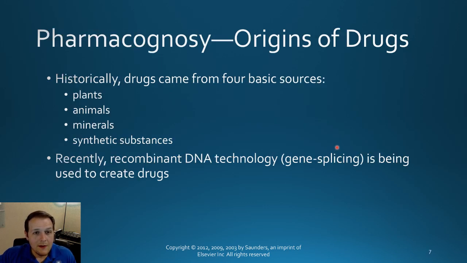So historically, we'd find that most of our drugs actually came from pretty basic sources, right? So plants, animals, minerals, things like that. And then as time went on, we found better ways to form synthetic substances. And nowadays we actually have recombinant DNA technology that can help us to produce things like proteins that can be very useful for certain indications here.